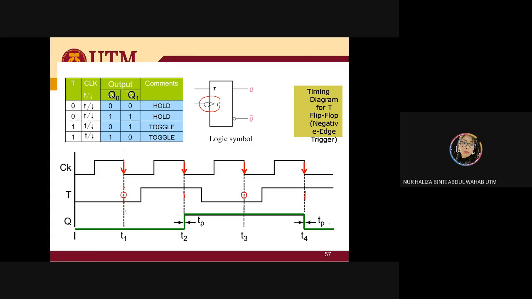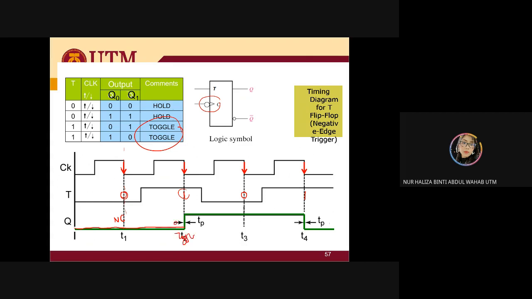I have here 0, 1, 0, 1. Let me start with negative clock first until we meet a negative clock. At 0 here, it means no change. I continue until I meet a negative clock. Another negative clock, I meet 1. 1 means toggle. So I'm going to toggle.